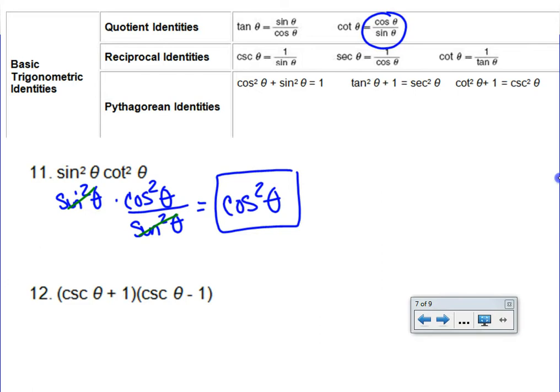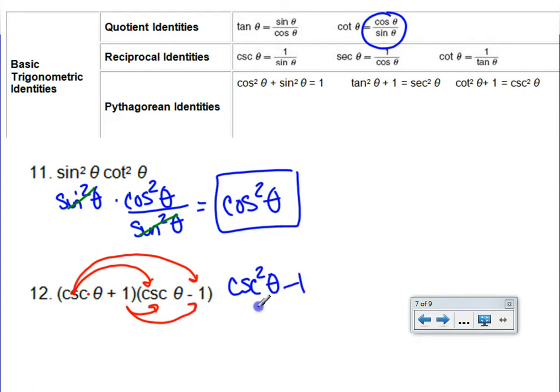Now number 12, you might not know what to do with it at first, but when I'm looking at number 12, I'm actually seeing a foiling problem. So we're going to start by multiplying the first terms, just like you would with any other foiling problem. And then the outer, then the inner, and then the last. So cosecant times cosecant is cosecant squared theta. I notice here that it's going to be a negative cosecant plus a positive cosecant, and they're going to cancel, so I'm not going to write that down. And then 1 times negative 1 is a minus 1.